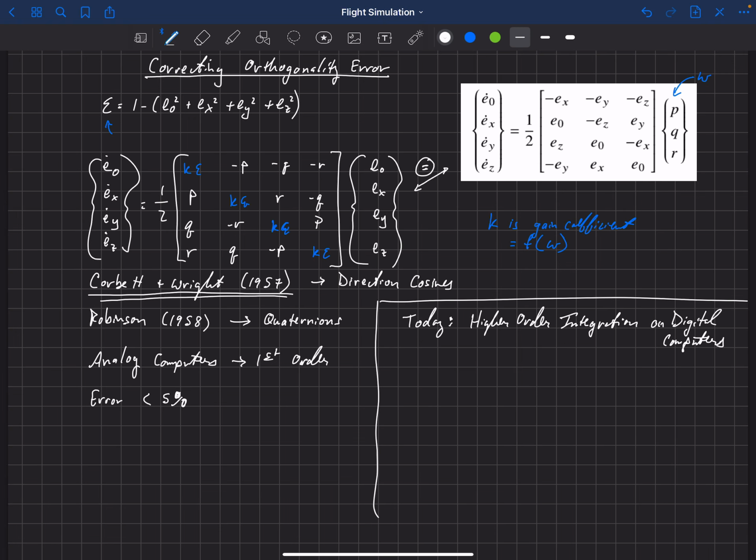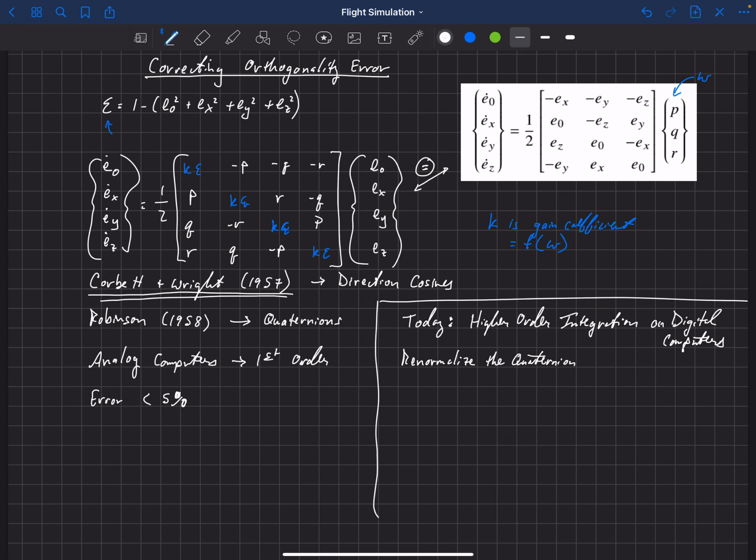Okay, so they're not analog computers anymore. We can use higher order integration, and so usually that's between second and fourth order. Okay, and so there's another method that can be used to renormalize or to correct this orthogonality error, and that is simply to renormalize the quaternion periodically, okay, throughout the simulation.